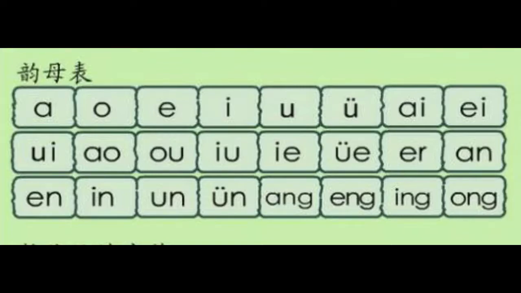I know all of this sounds a little bit difficult for you guys. But when we put the initial sound and the final sound together, it can be a word. For example, b, which is bo in Chinese, and a, which is a in Chinese, when these two combine together, it can be ba.